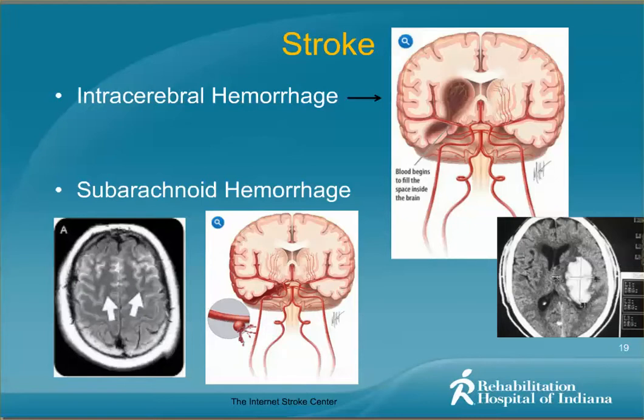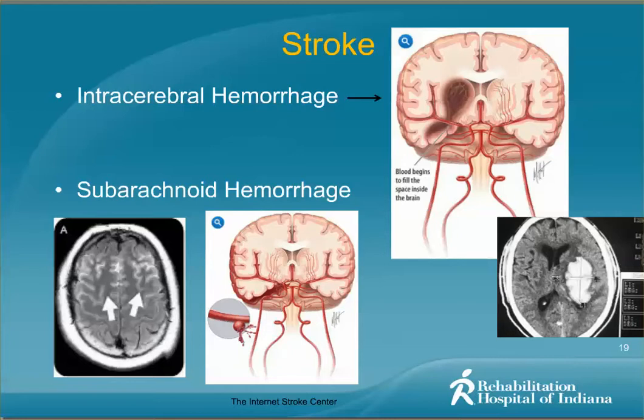So some people may be born with a malformation of their blood vessels. They're called arteriovenous malformations, and they predispose individuals to weaker blood vessels in certain areas of the brain, which are therefore more likely to rupture.